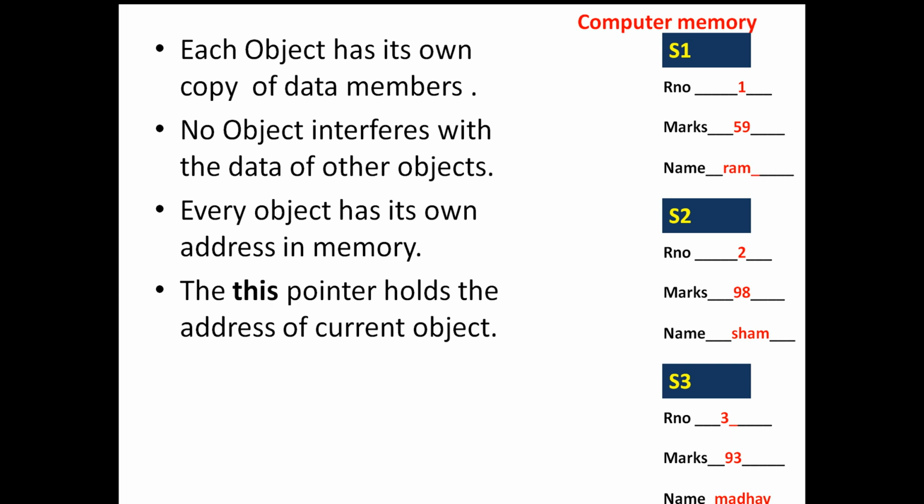So today we have learned about how objects get memory. Objects get separate copies of data members in memory. No object interferes with the data of other objects. As you are watching, S1 has separate spaces for storing roll number, marks, name. S2 has separate spaces and S3 has separate data members.